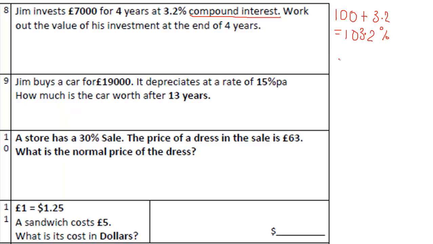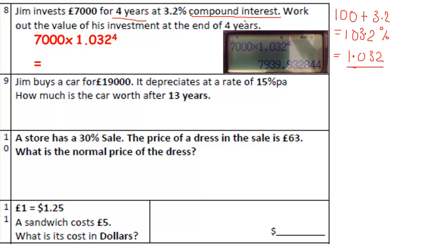That as a decimal, if I divide that by 100, I'll get 1.032. This is the main bit, getting the multiplier. So I'm going to have 7,000 times my multiplier to the power of 4. Why 4? Because it's 4 years. If you put this onto your calculator, this is what it should look like. Remember, it's money you're dealing with, so you need to round it to 2 decimal places. So that's going to be £7,939.93. No rounding necessary because the next number along is a 2.